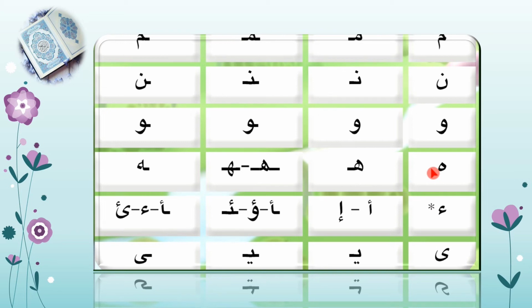Ha will be like this if it is standing alone, special if it is at the end of the word.